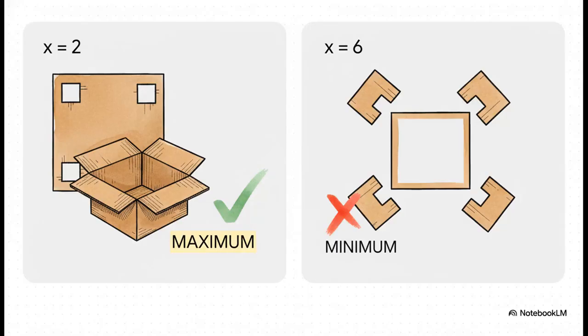This brings us to a really crucial point and a super common mistake. You have to always check the logic of your answers. I mean, think about it. If we let x equal 6, that means we're cutting a 6-inch square from each corner of a 12-inch sheet. Well, that leaves literally no cardboard left to fold up. The volume is 0. That's got to be the minimum. Therefore, the maximum volume must come when x is equal to 2.